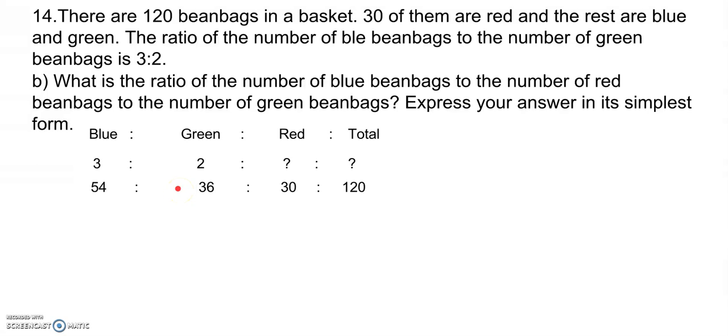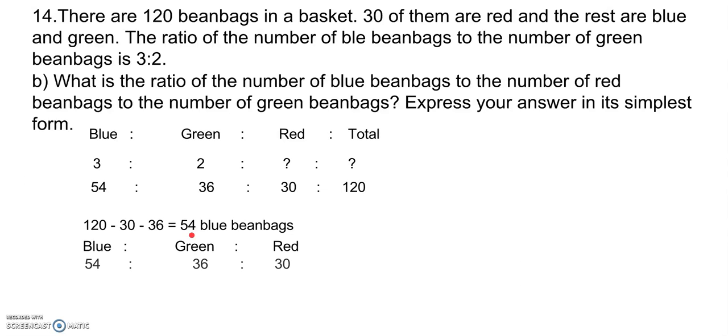Okay, now if there are 36 green beanbags, we can find out the number of blue very simply. Just subtract the number of red beanbags and the number of green beanbags from 120, and we get 54 blue beanbags. Now the next step is very simple. Let's express them all in ratio. First, write down the numbers and simplify them to get 9:6:5.